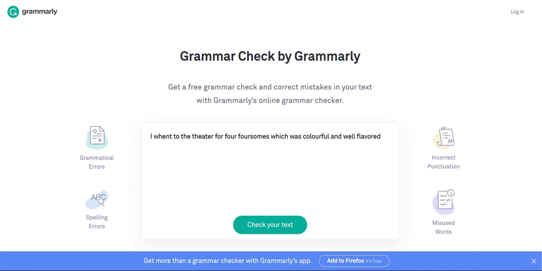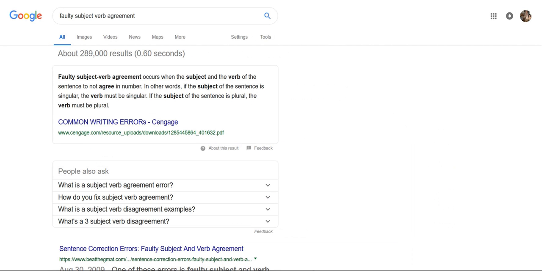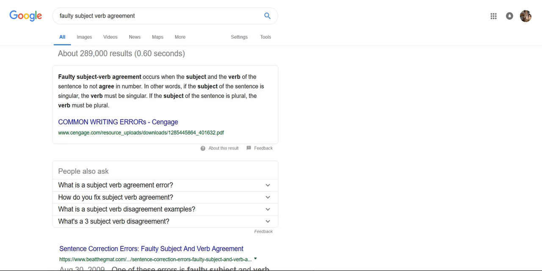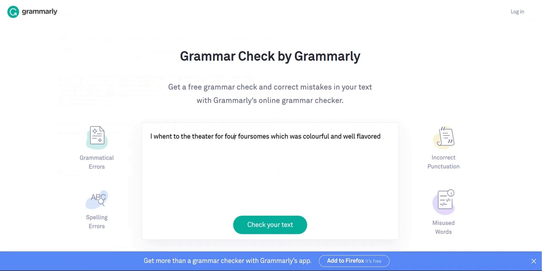So Grammarly said faulty subject. I went to the theatre for 4 foursomes. So the object foursomes is plural, and I is singular. Yeah? If the subject of the sentence is singular, the verb must be singular. So I am singular. I went to the theatre for 4 foursomes. I wanted to have a foursome with people 4 times. 4 orgies with 4 people. So what's wrong with that? I don't see how that is a faulty subject-verb disagreement, that I went to a theatre to have 4 orgies.